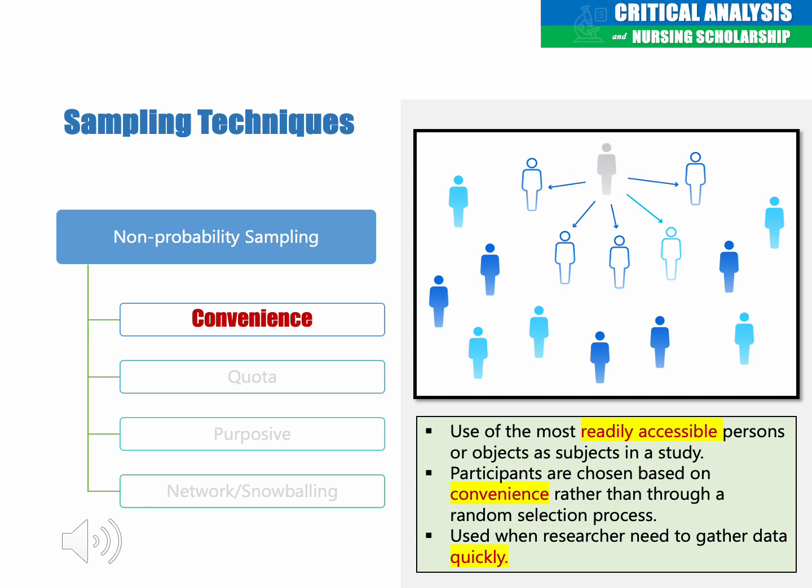What are the strengths of convenience sampling? Fast, easy, and inexpensive. However, the problem with convenience sampling is that because participants were selected based on accessibility, there is a high risk of selection bias. Okay, let me give you an example. You want to study sleep quality among nursing students and decide to survey students from your own class because they're readily accessible and available. This is an example of convenience sampling.